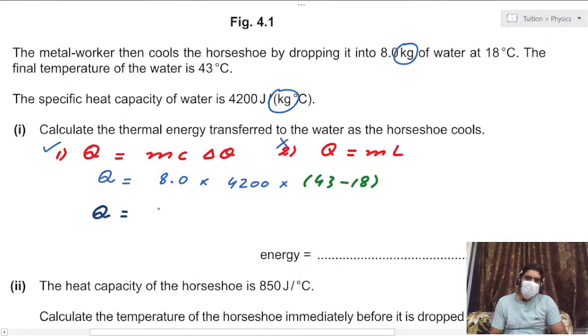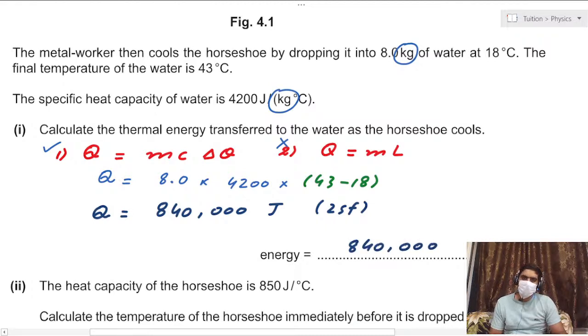So in 2 significant figures, the answer would be 840,000.